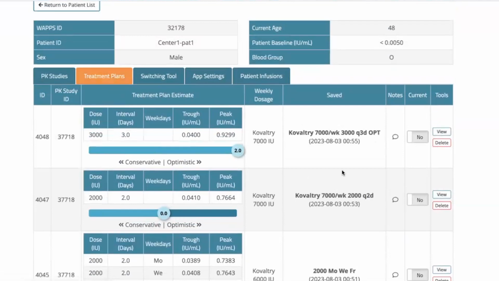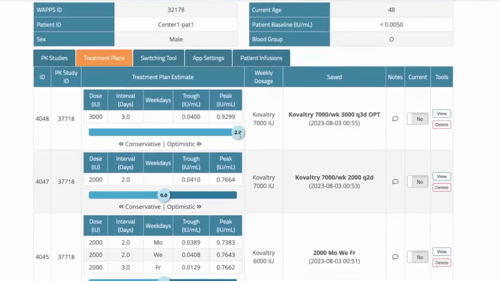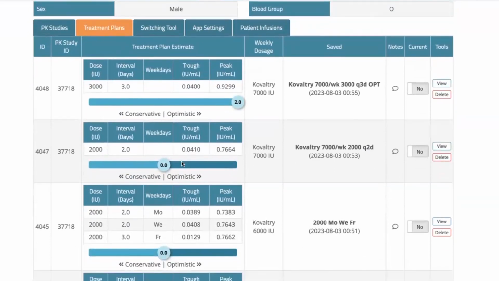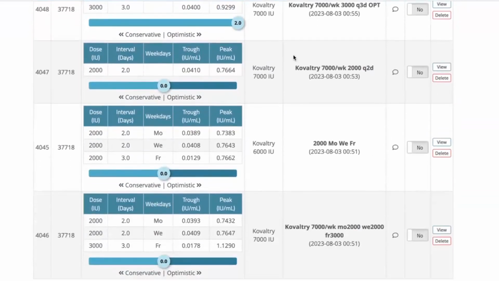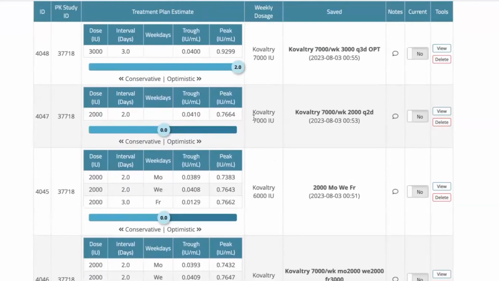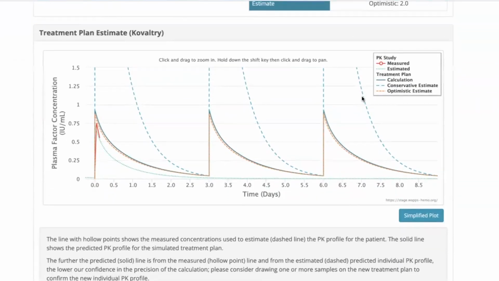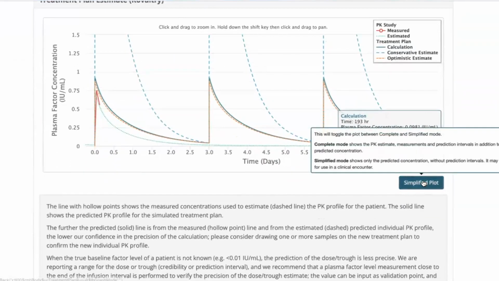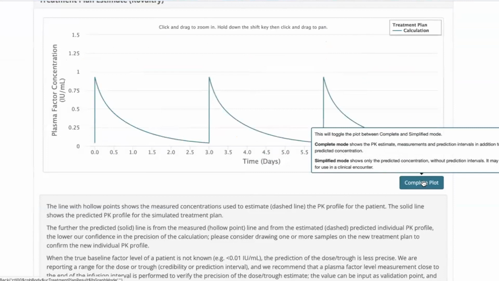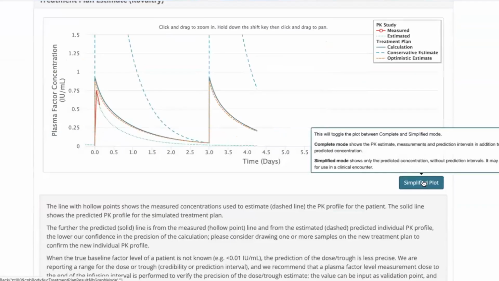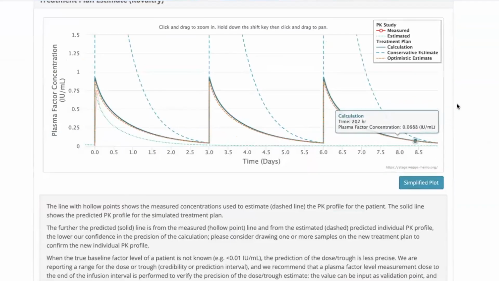I can view them. If I want to see again, you see this one says you use the optimistic to generate this one. For all the others, we used the balanced. I can choose the one I want to discuss with the patient. And if I click on view, I go back to the other page where I have all the estimates, both the simplified or the conservative estimate. This is the end of today's tutorial.